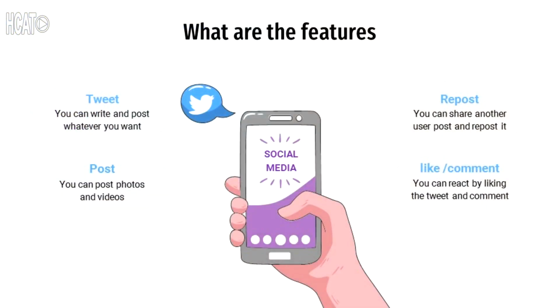Okay, what are the features? So the features of Twitter is you can tweet, so you can write and post wherever you want. You can post photos and videos, but just videos under 60 seconds. And you can repost and share other people's posts, so it would show up on your account. And then you could like and comment.